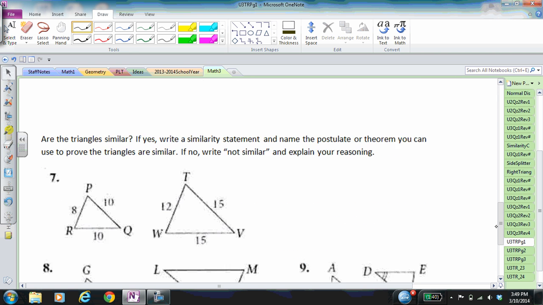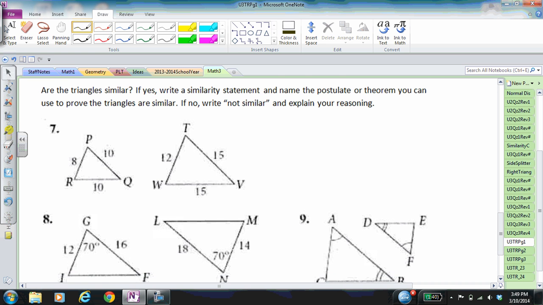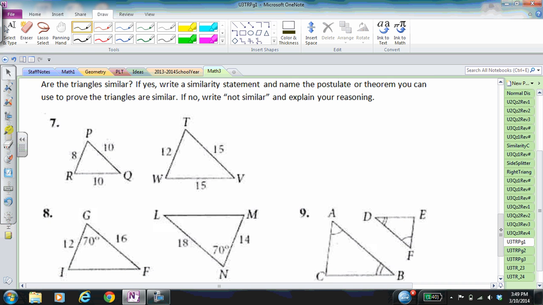Now finishing off the page, the instructions for 7, 8, and 9 are: are the triangles similar? If yes, write a similarity statement and name the postulate or theorem you can use to prove the triangles are similar. If no, write not similar and explain your reasoning.